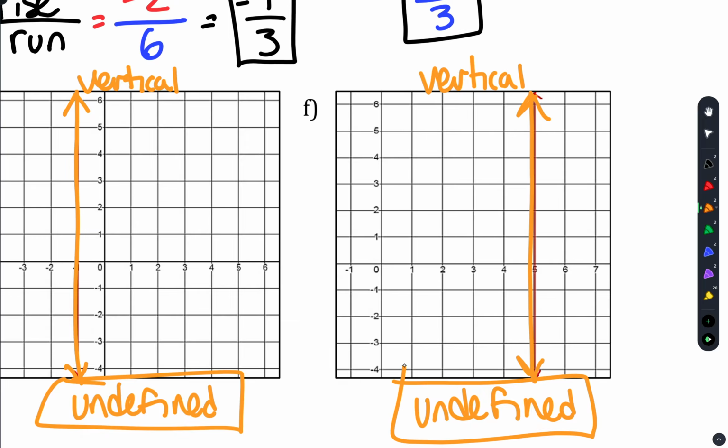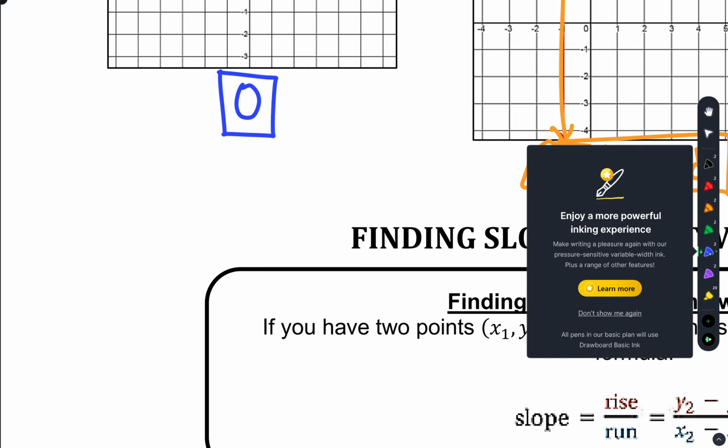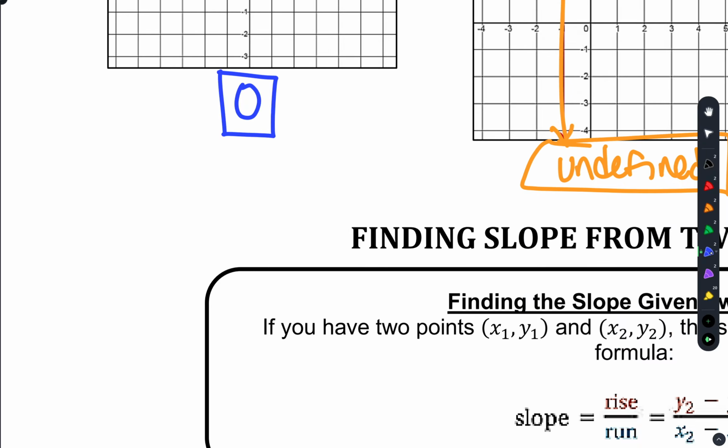I'm going to show you a quick little acronym that doesn't really make any sense, but some of us really like it. It doesn't really mean anything. The first part of my acronym says HOY. The H stands for horizontal. The O stands for 0 slope. And I'm going to tell you what the Y stands for in a second.